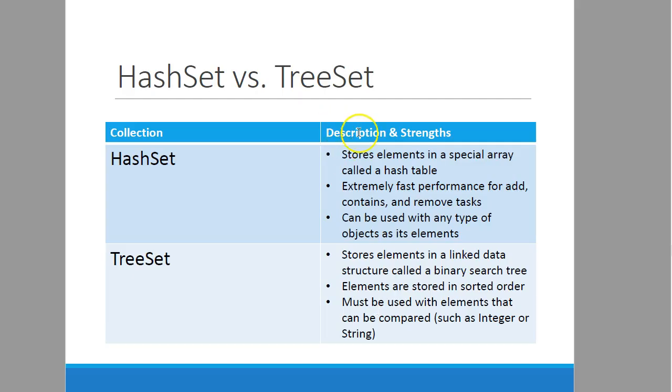So here's a summary: HashSet versus TreeSet. Again, HashSet is the one you really want to default to unless you have a particular reason why you're not going to use a HashSet. It stores things in a hash table. It's very fast, and it can be used with any type of object. Well, either of these can be used with any type of object. Trees are stored in sorted order. That's really the only reason why you're going to want to use a TreeSet.